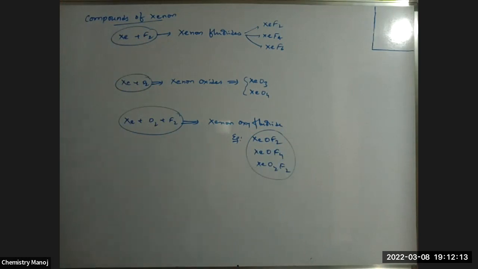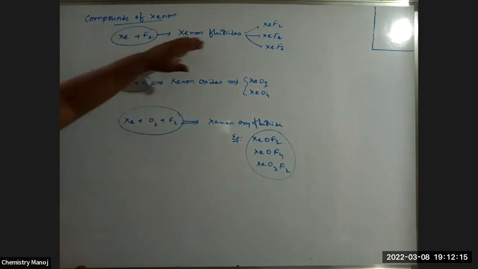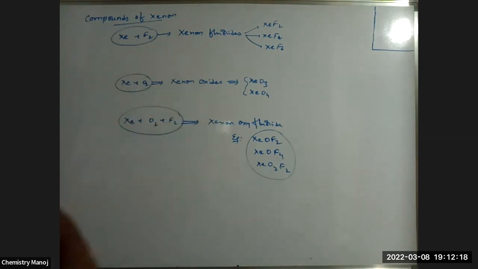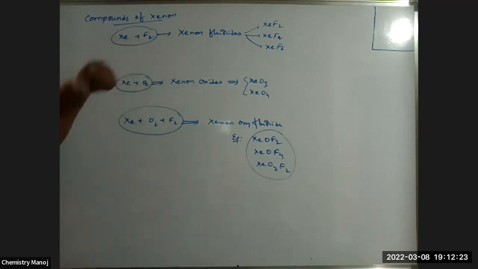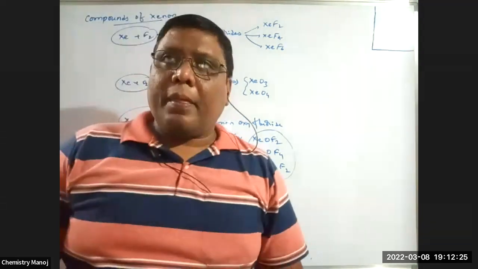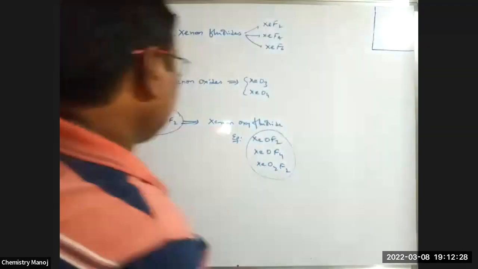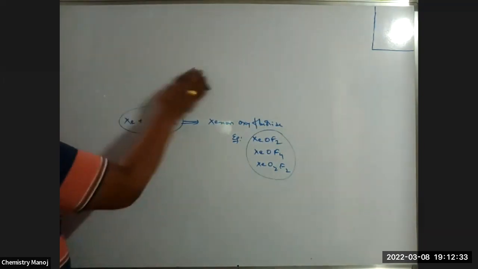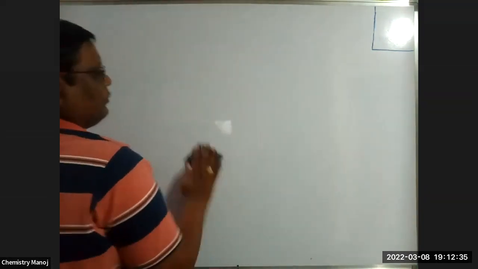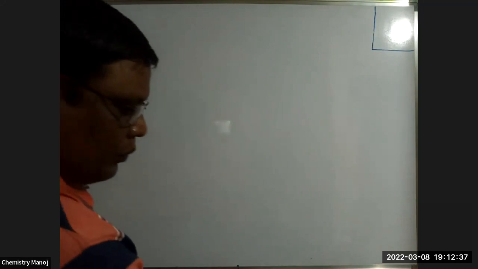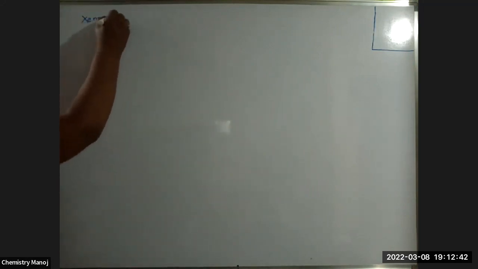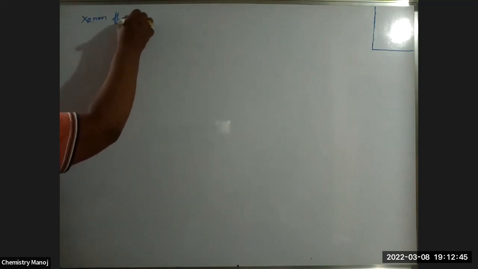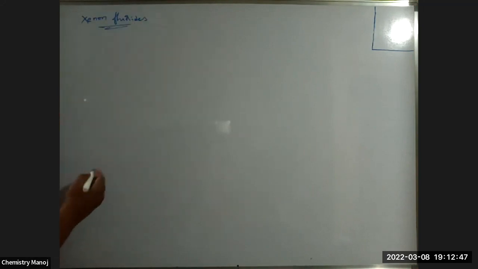That means how many types of xenon compounds are we going to discuss here? Xenon fluorides, xenon oxides, xenon oxyfluorides. Three types of compounds. Let us discuss one by one. First of all, xenon fluorides. Xenon fluorides, what are those compounds?